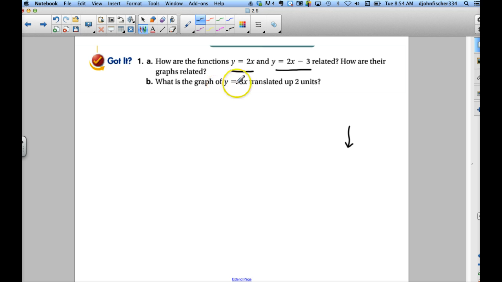Now it says, what is the graph of y equals 3x translated up 2 units? Well, here's our parent function. Now if we're going to translate that up 2 units, we're going to have y is equal to 3x plus 2 to move it up 2 units.